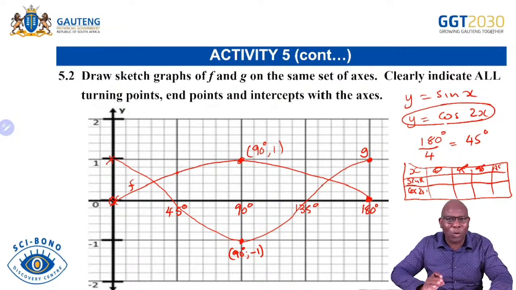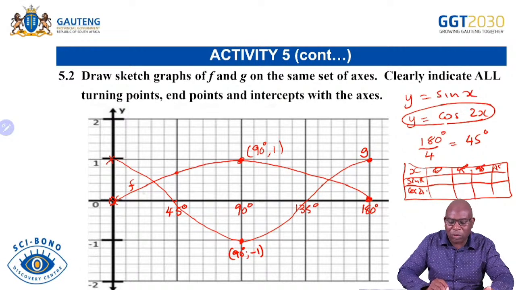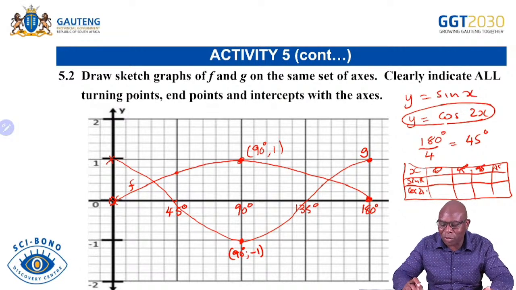Okay, don't just draw anything there. Please, you have the points. Just say sine of 45, then you'll get that point here. Just say cos of 2 times 45, then you're going to get that point there. So therefore, you draw your sketch properly. So practice these types of graphs.